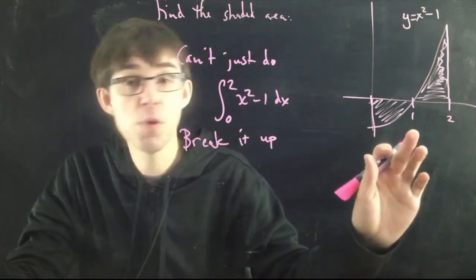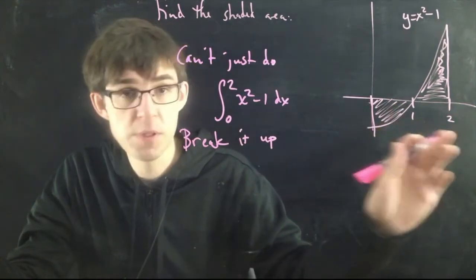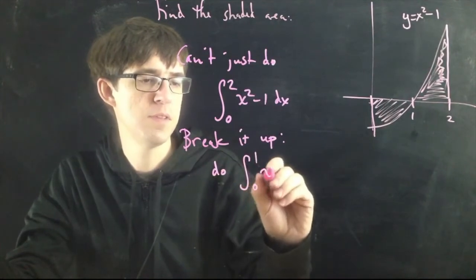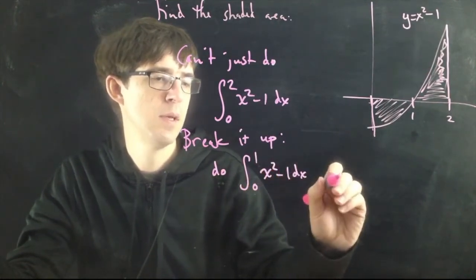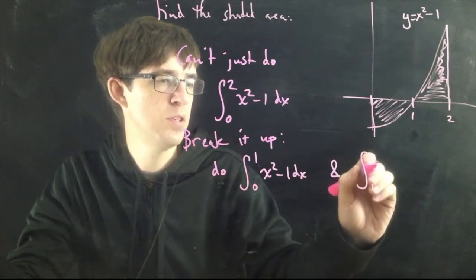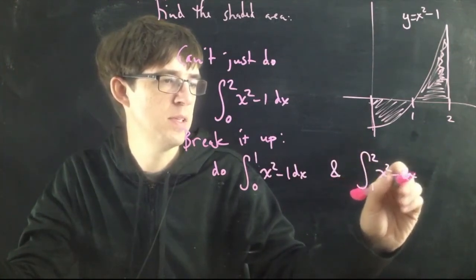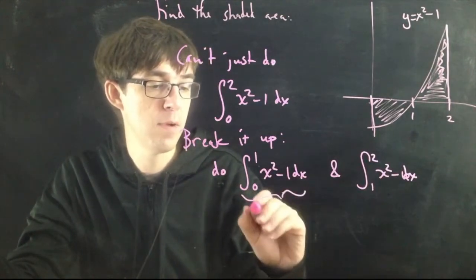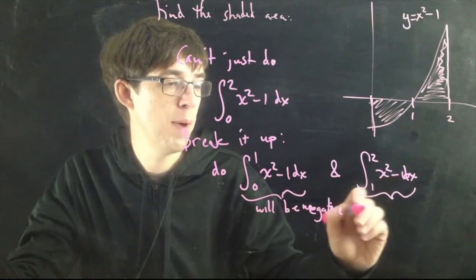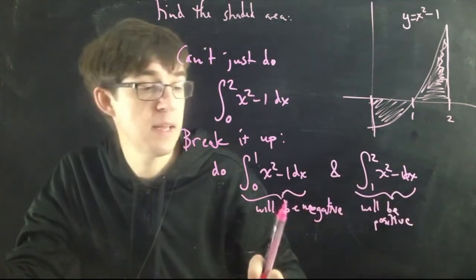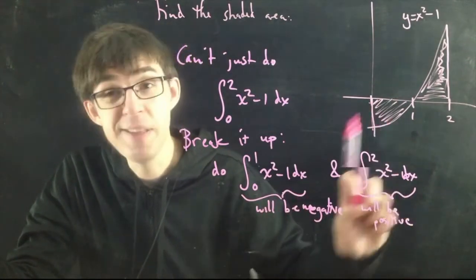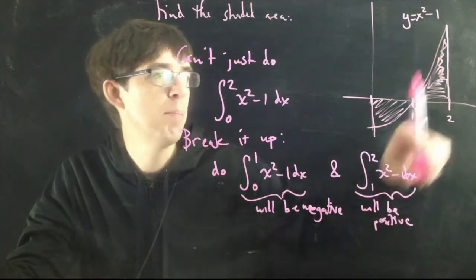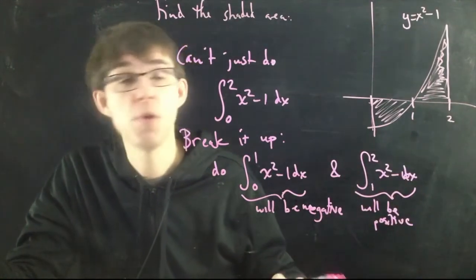You have to do the integral from 0 to 1 first, and then the integral from 1 to 2. So we do the integral 0 to 1 of this function, x squared minus 1 dx, and the integral 1 to 2 of this function, x squared minus 1 dx. And when you do this, if you do it correctly, you will find this one will be negative, and this one will be positive. That's because, like I said, this one is area beneath the axis, and so when you do this integral, you'll get a negative number. This one is area above the axis, and so when you do this integral, you get a positive number.